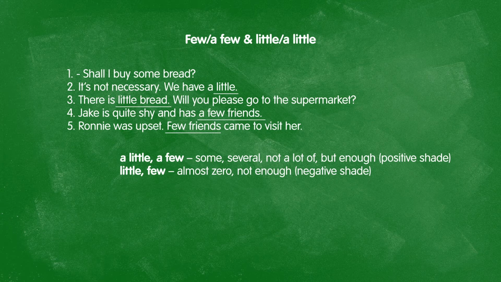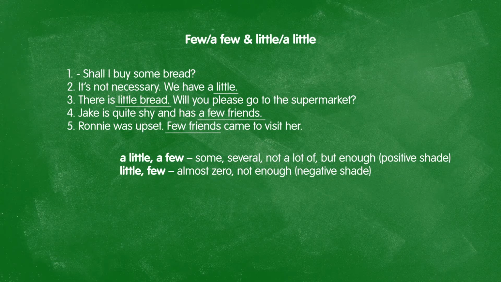Another example, if I say, Jake is quite shy, but he has a few friends. I'm saying here that, yes, Jake is shy, but he has enough friends. It's enough for him. However, if I say Ronnie was upset, few friends came to visit her, I'm saying that she is upset because not enough came to visit her. So remember that a little or a few is a good thing, whereas few or little, if we're talking about amounts, are bad things.